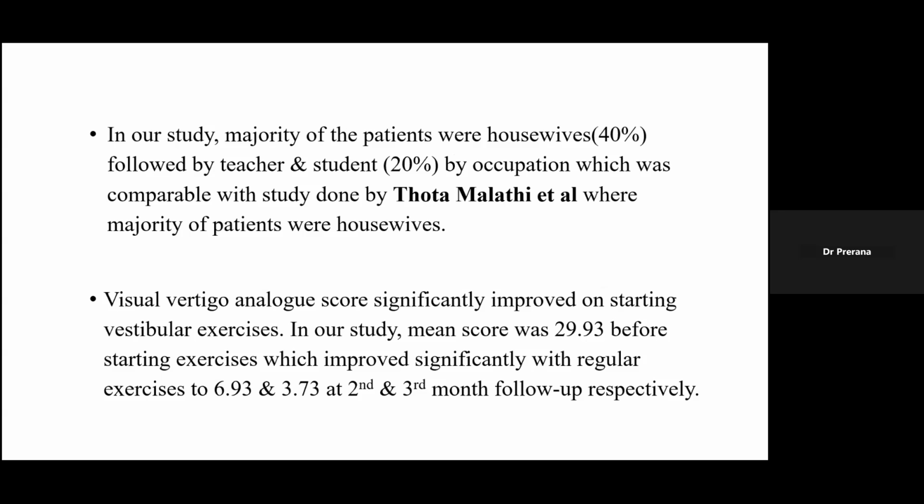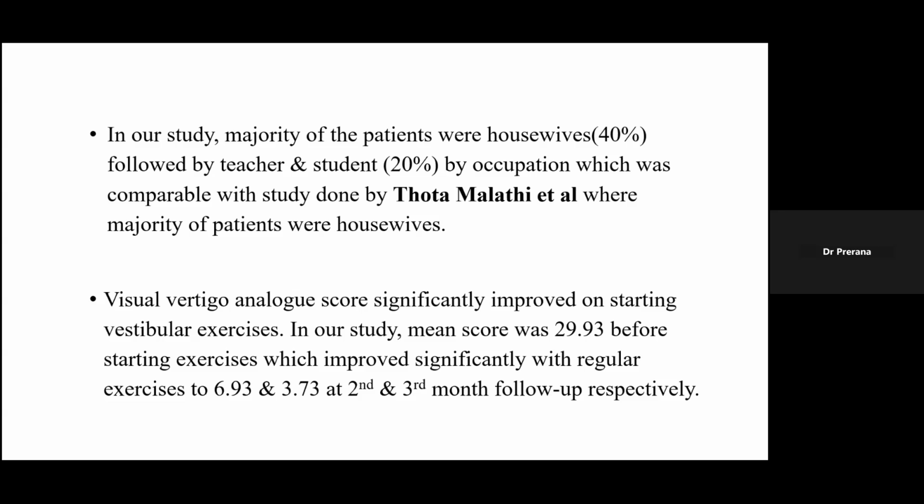In our study, the majority of the patients were housewives, contributing around 40%, followed by teachers and students contributing around 20%, which was similar to the study done by Otorhinolaryngology. The visual vertigo analog score significantly improved on starting vestibular exercise. So in our study, the mean score pre-rehabilitation was 29.93, and the post-rehabilitation was 6.93.